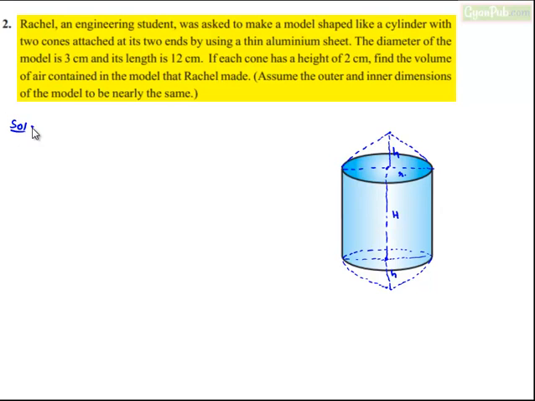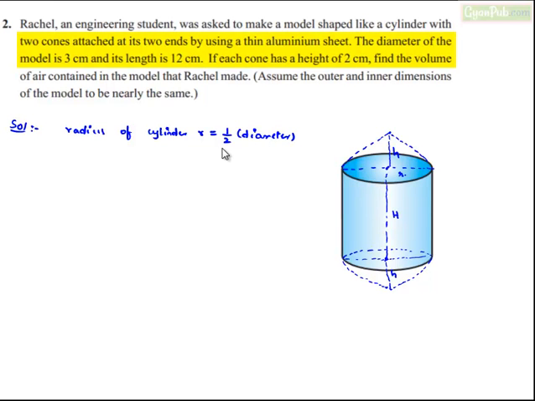Now coming to the solution. Here in the question it is given that Rachel has made a model with a cylinder attached with two cones at each end, and the radius of the cylinder or the cone is given by half the diameter, that is, half times the diameter, which is 3 centimeters, so half times 3 is 1.5 centimeters.